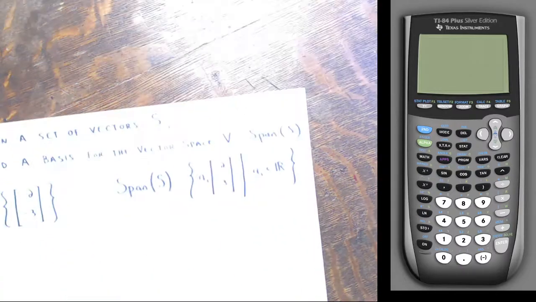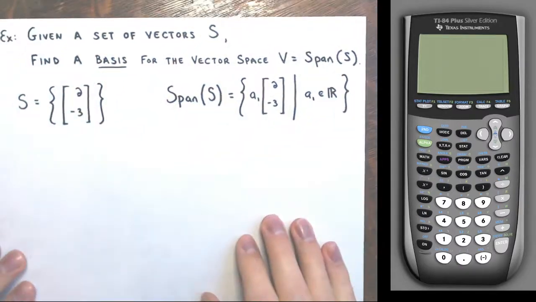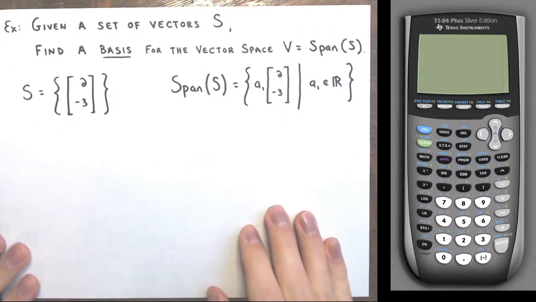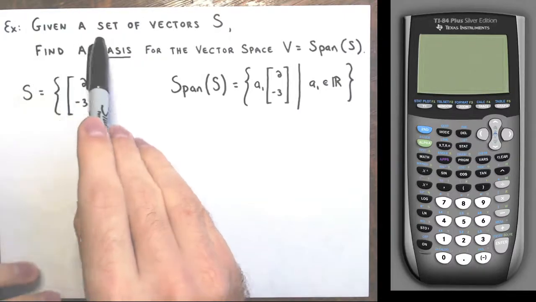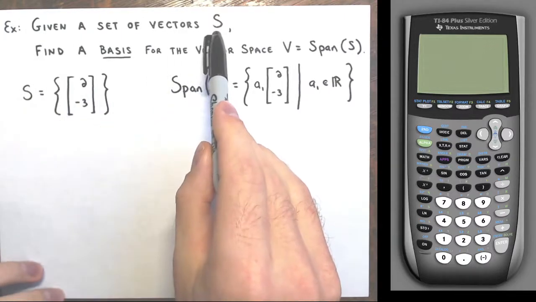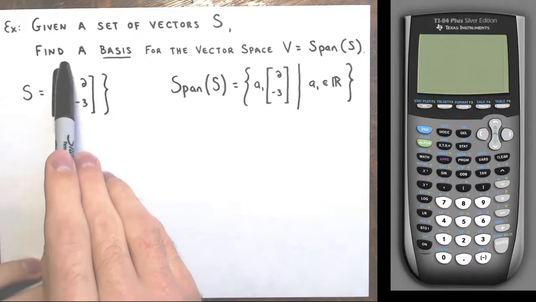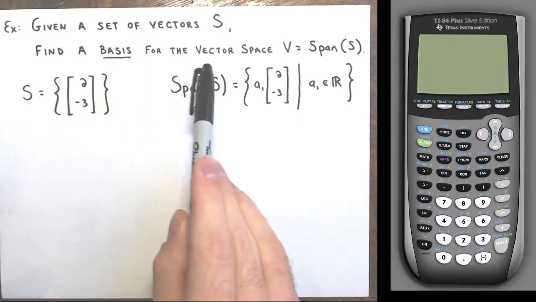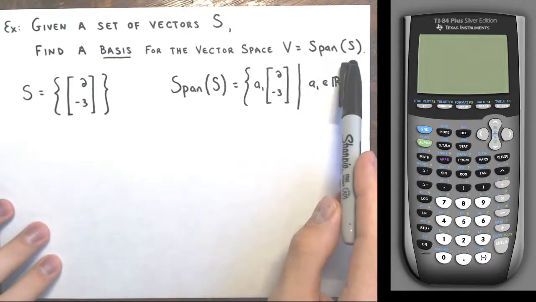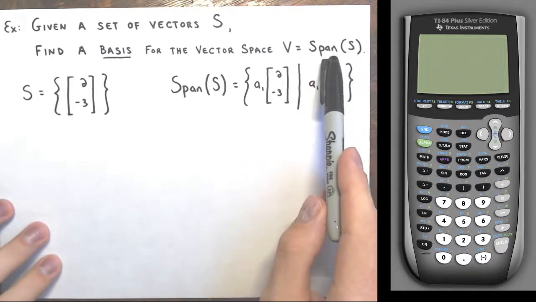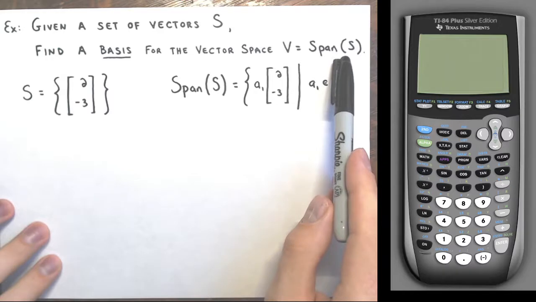All right, so my first example, and these instructions I give here are the same instructions for every example. Suppose I'm given a set of vectors called S. What I'm asked to do is find a basis for the vector space V equals the span of S. And remember, the span of S is the set of all linear combinations of the vectors in S.